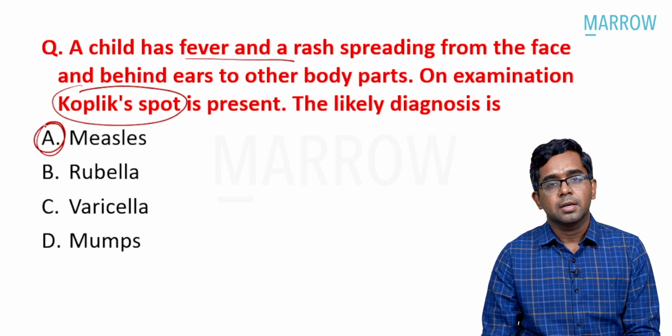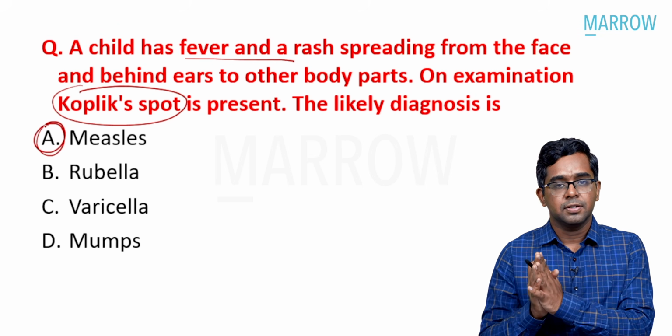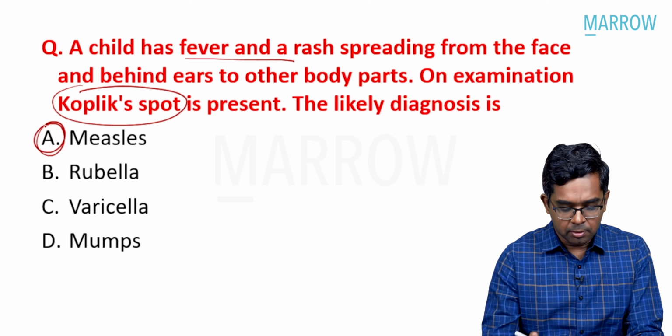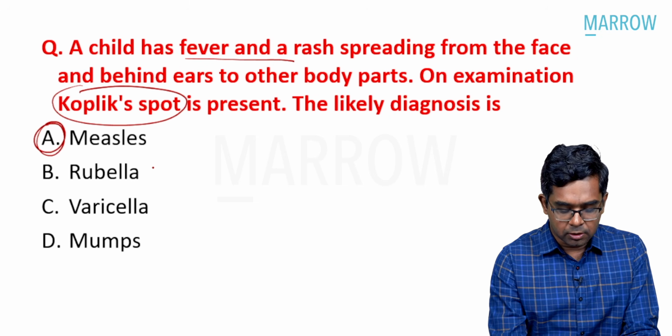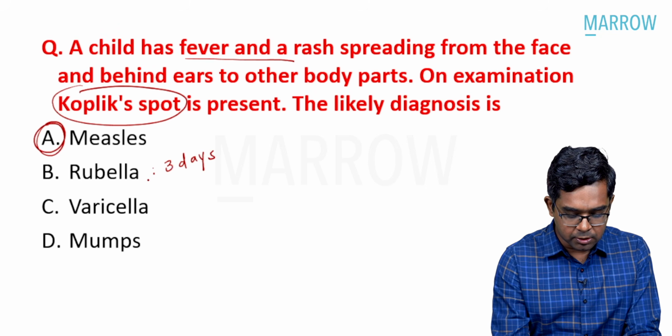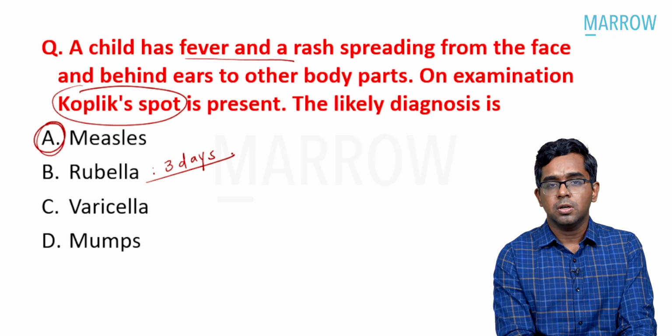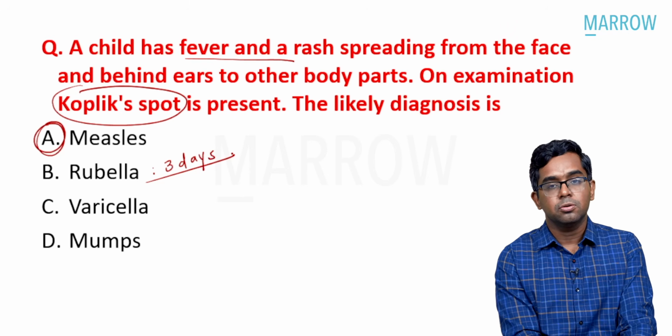Remember, rubella can also have fever and rash which starts from behind the ears and the face and spreads to the rest of the body, but the total duration of the rash in rubella will be only 3 days, and that is why it is called 3-day measles. And in rubella, Koplik spots are absent, so that condition is already out.